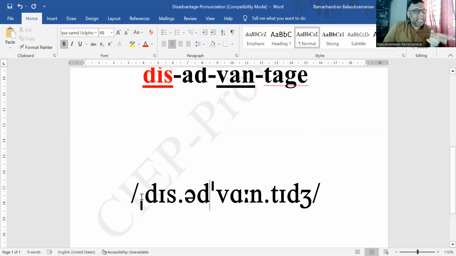Similarly, now you can come to the secondary stress syllable. Since the first syllable is the secondary stress syllable, I cannot show it to you here, but let us look at a 7-syllable word where this sort of thing comes. Just give me a second before I can bring up a 7-syllable word.